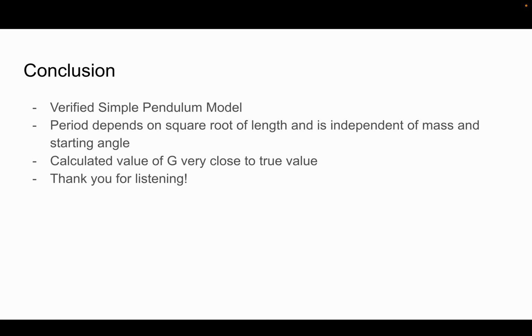In conclusion, we successfully verified the physical model for a simple pendulum. We found that the period depends on the square root of the length and is independent of the mass and the starting angle for small angles. Our calculated value of g from the slope of our data was close to the accepted value. The small discrepancy can be explained by our measurement uncertainties.